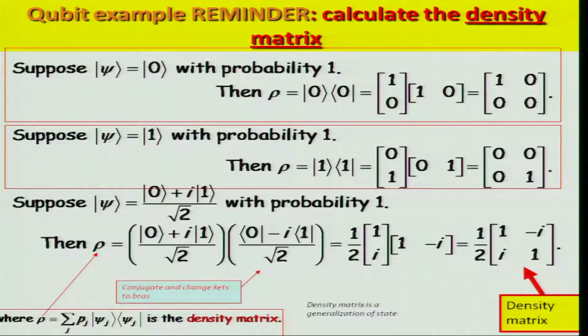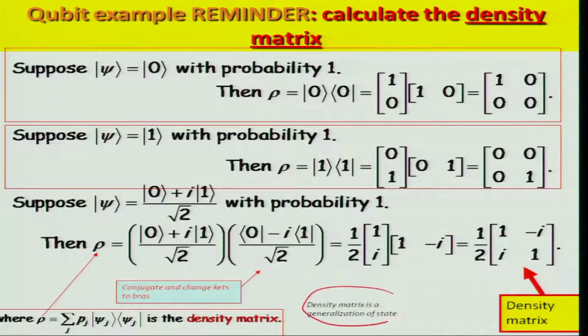If we have the wave function representing the pure state 1, then we have the other case where it is rho 1. So, if we have the wave function which is a combination of say 0 and i of 1 over root 2 with probability of 1, then the rho would be a conjugate of these two times, where we change the bras and the kets, we get the negative sign. Then we will be having a density matrix which will look like this.